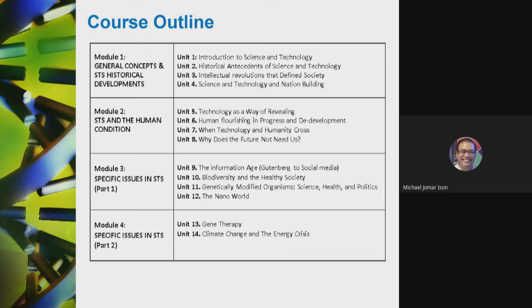Our semester is divided into 18 meetings. So we have 18 weeks for our STS, and these 18 weeks are divided into four modules. The first module, as you can see here, would be the general concepts and STS historical development. There are several units here. Some of these include the introduction to STS, looking at the historical antecedents or the history of STS, and several others. Module 2 will look at STS and the human condition.